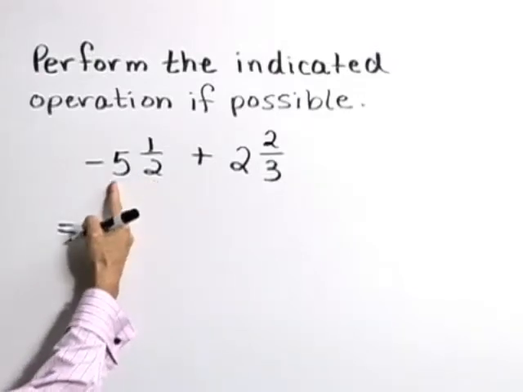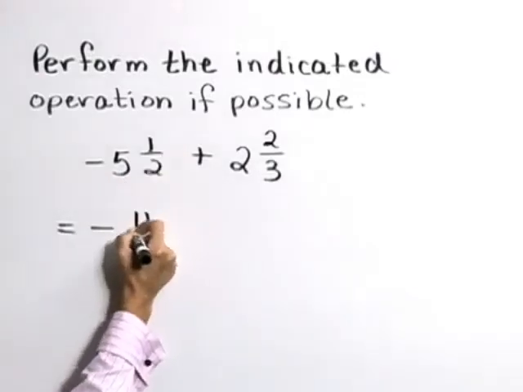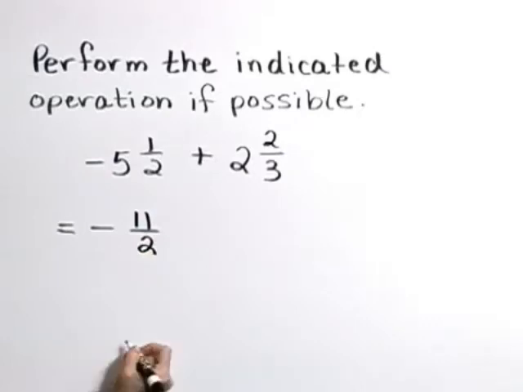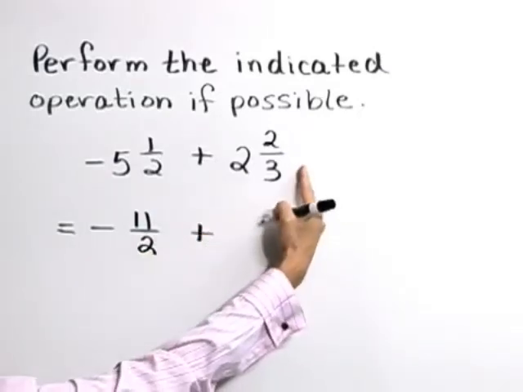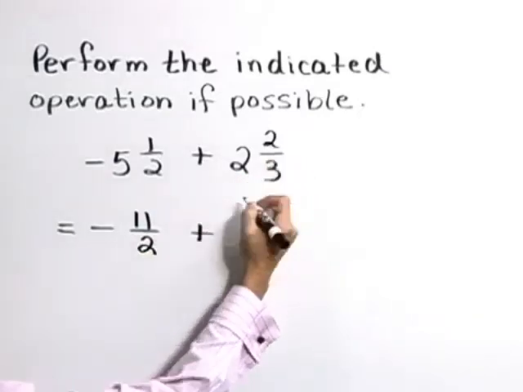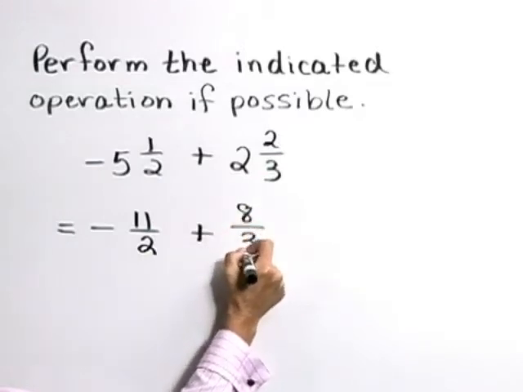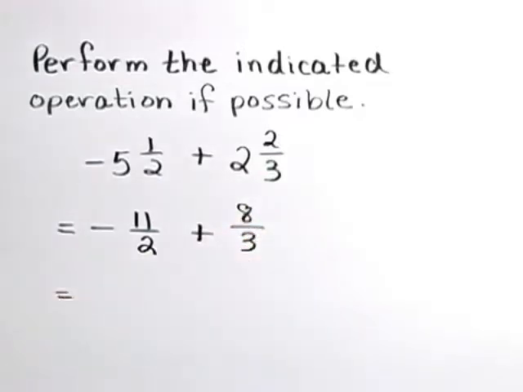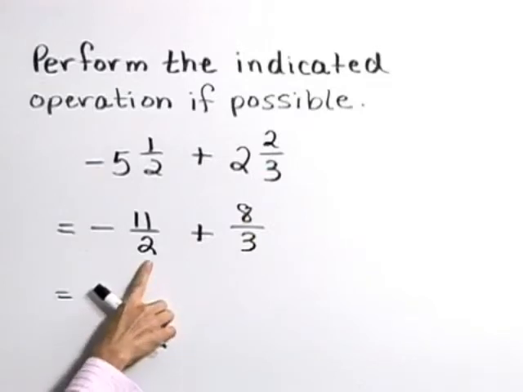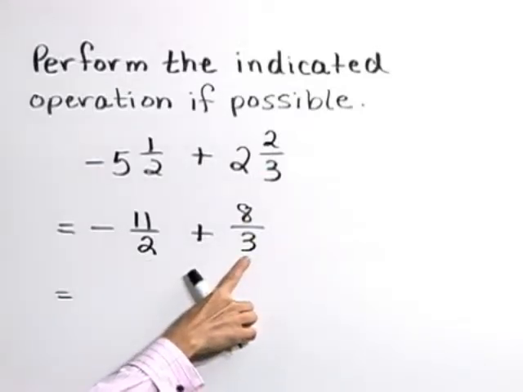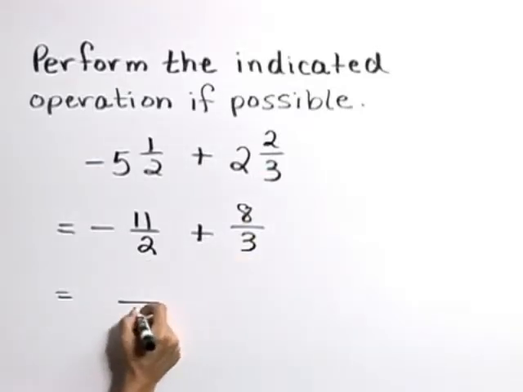2 times 5 is 10, plus 1 is 11. So that's a -11/2. 3 times 2 is 6, plus 2 is 8. So that fraction in improper form is 8/3. Now we have denominators of 2 and 3. A common denominator for these is 6.